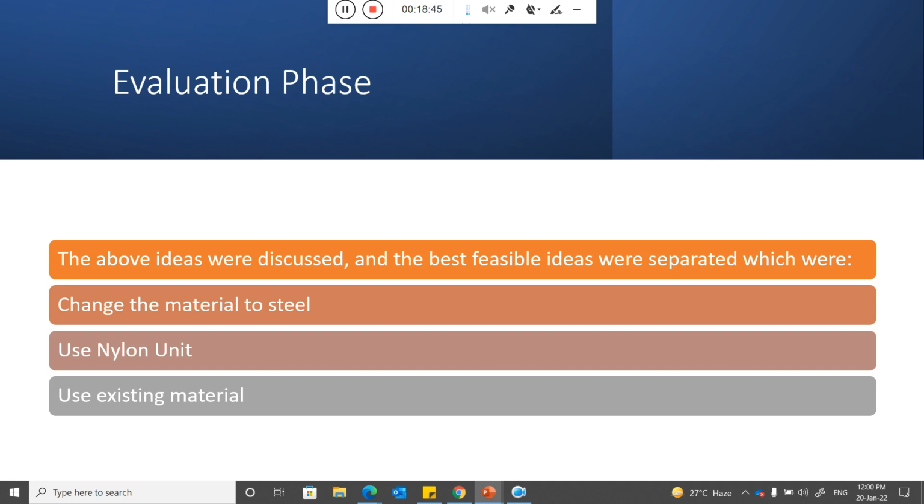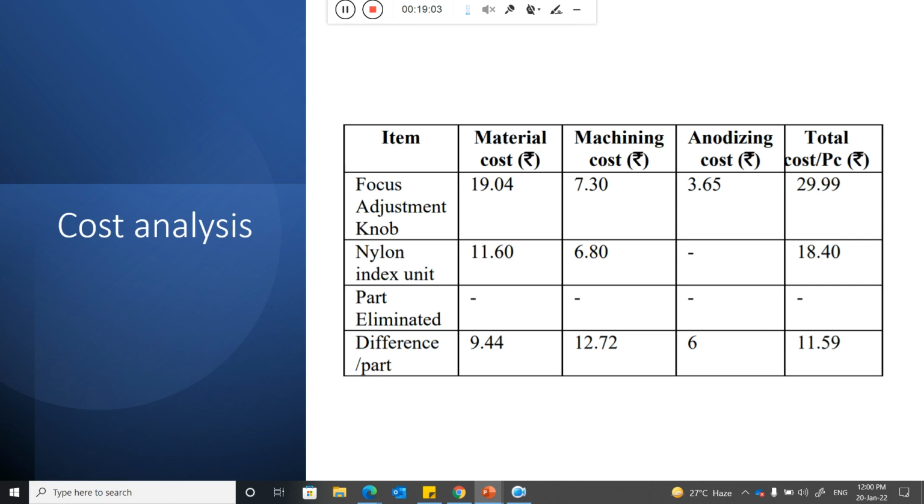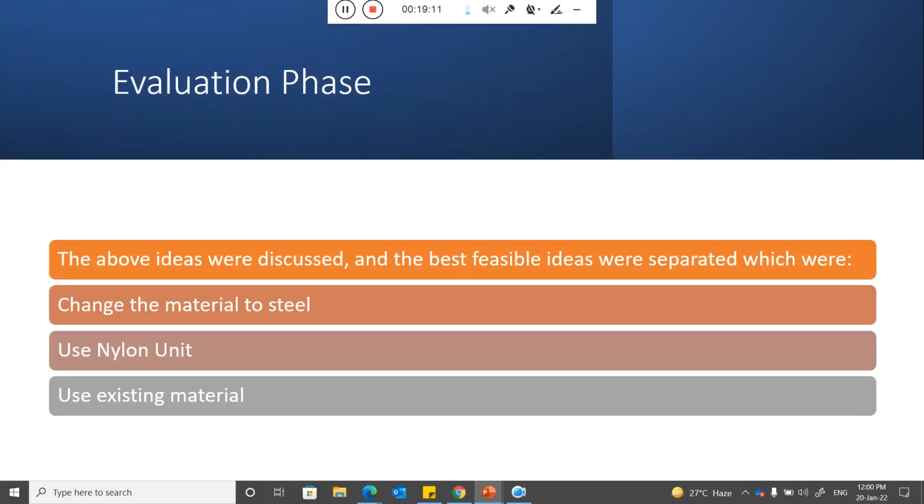And the third idea, selected on the basis of the evaluation, is to use existing material. If any existing material is available in your plant which is not useful, use that one for this particular product, then you can reduce the cost. This is the evaluation. Now we selected one particular thing, the nylon index unit, because out of the 3 we again did the decision matrix, as I discussed in the earlier case study. There I discussed how to select the best one. I will take one more example in the coming lecture.